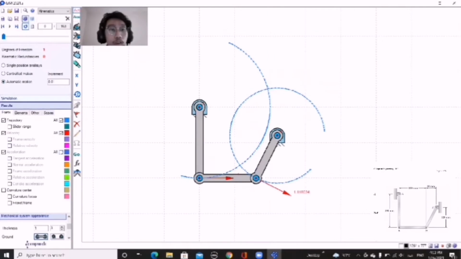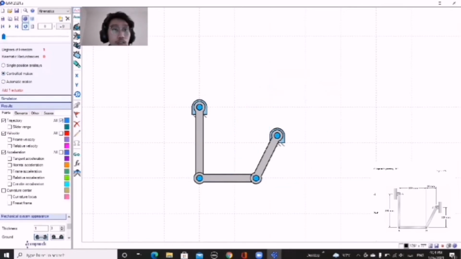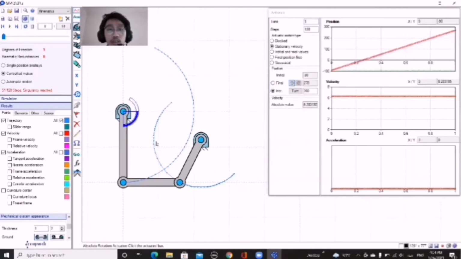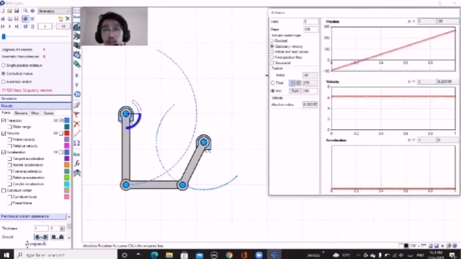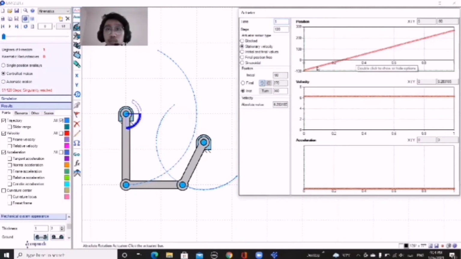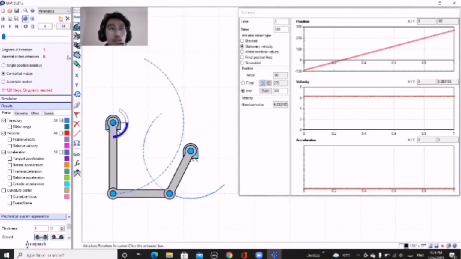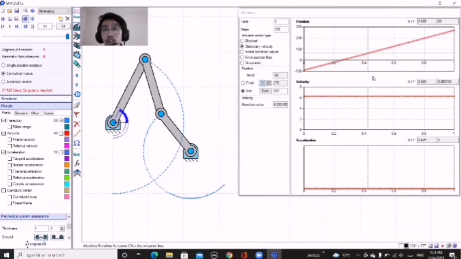So after that, if you want to see the bar graph of position, velocity, and acceleration, you just simply click on control motion and then click on absolute rotation actuator. So the bar will become blue. Just click it and you can see these are the graphs for position. Second one is velocity and the third one is acceleration. So this is the movement and the changes of position in graph.